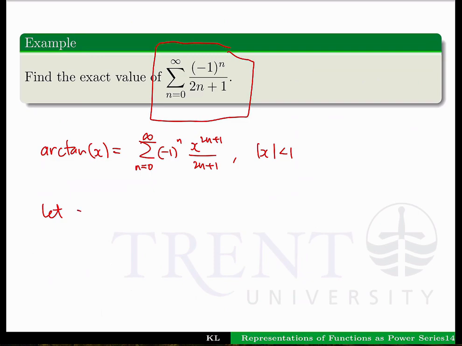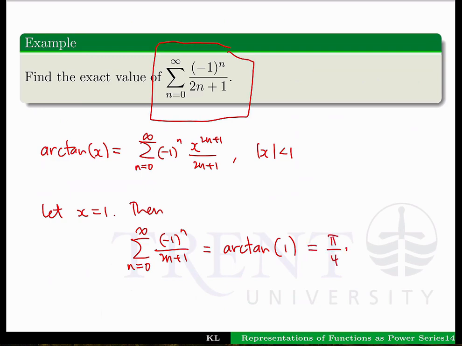So let x equal 1, then the sum, negative 1 to the n over 2n plus 1, from 0 to plus infinity, is equal to arctan of 1, but arctan of 1 is equal to pi over 4. So the exact value of this is equal to pi over 4.